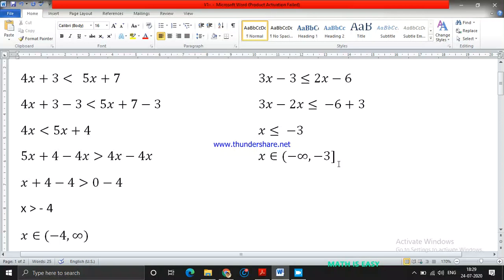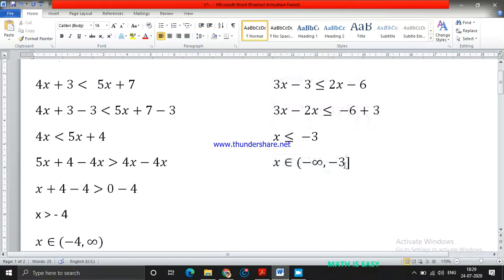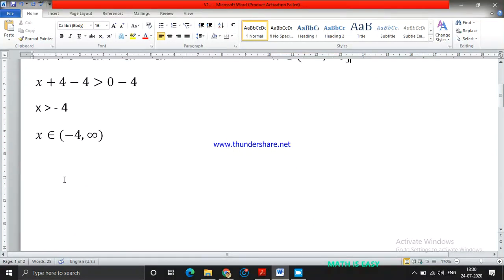That means all the negative numbers from minus infinity up to and including minus 3 will satisfy the given inequality. See here, the number of steps are decreased; there the number of steps are increased, so better we go by this method. But the actual concept is not transferring 2x to this side and minus 3 to that side. It is just adding the same terms on both the sides. That is how we solve it. Then we'll move to the next question.